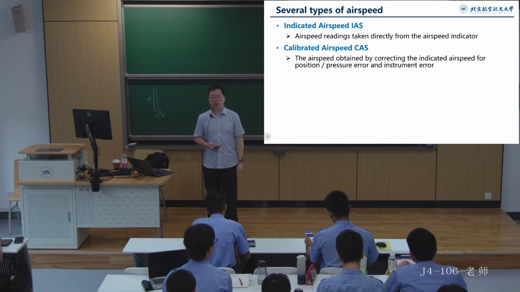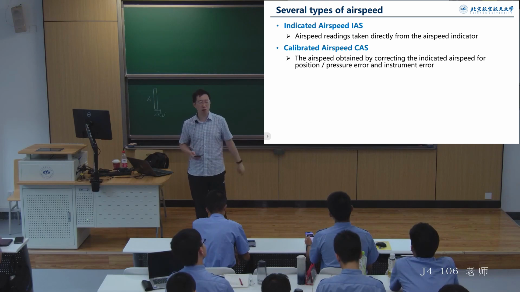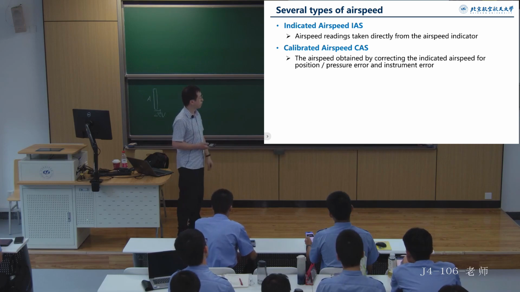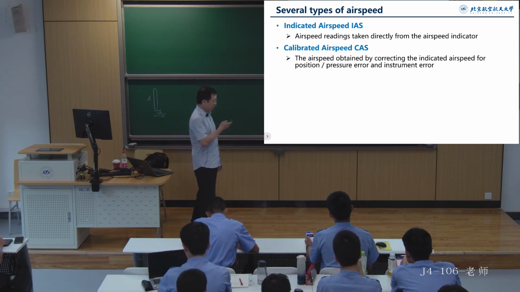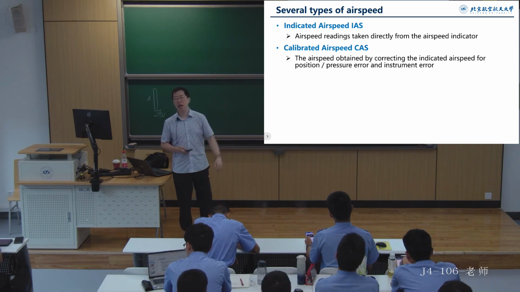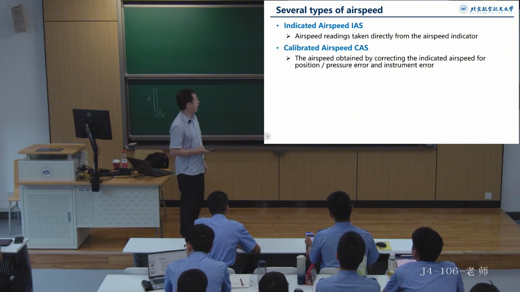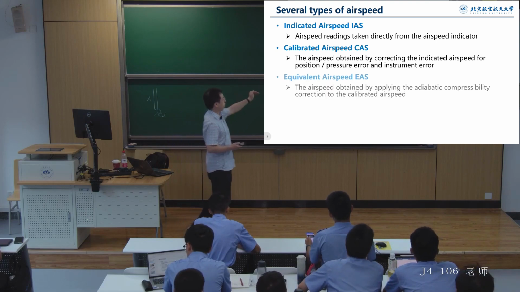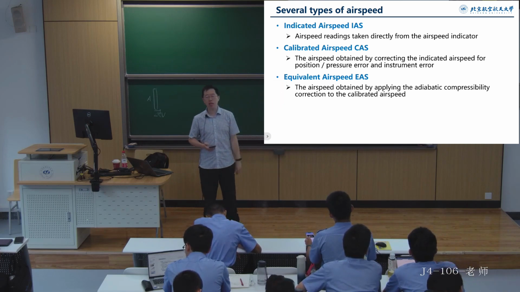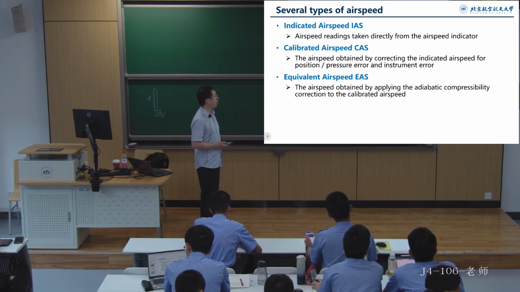In the pilot's manual, there is usually a table that provides the relationship between indicated airspeed and calibrated airspeed. This is mainly used to correct the position and pressure errors we mentioned earlier. Once we have the calibrated airspeed, we also need to consider another situation. What other errors might there be? Compressibility error, right? Therefore, based on the calibrated airspeed, if we apply a correction using the formula for adiabatic compressible flow to the airspeed, the corrected airspeed we obtain is called equivalent airspeed.